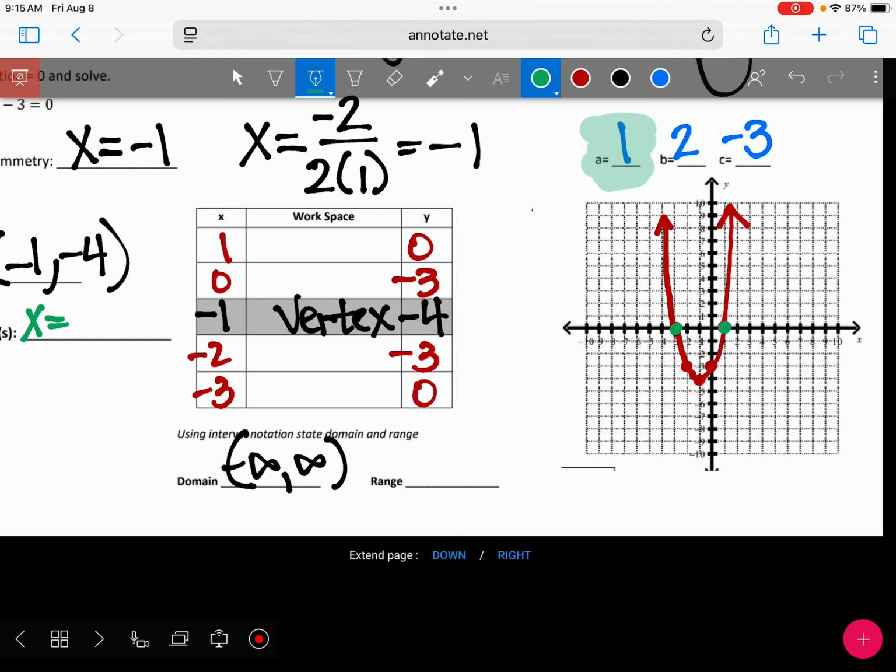x equals -3. x equals 1. Now, because this is a smile, we're going to start with the -4. So I'm starting with -4, and it's going up to infinity. And that would be your answer.